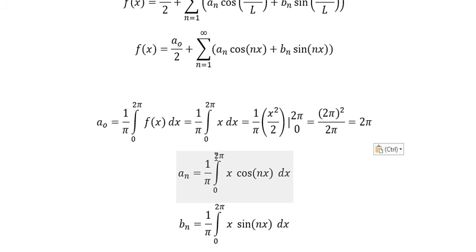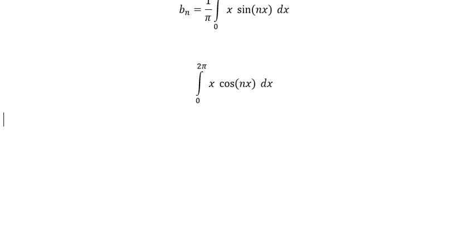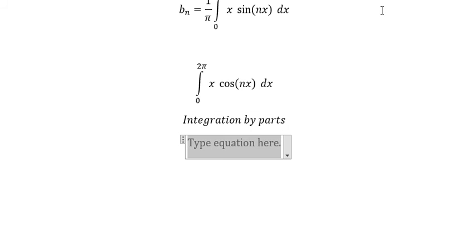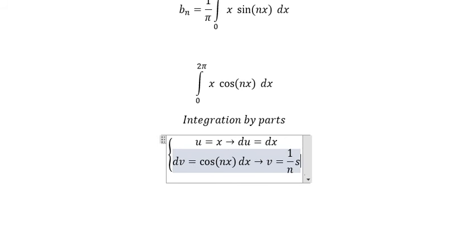Now, let's go to this one and this one. So for this one, we can use integration by parts. So I will put u equals s. Next, we do first the derivative for both sides, and we have du equals ds. dv, we have cosine ns ds. The integration of this one, we have v equals 1 over n sine ns.